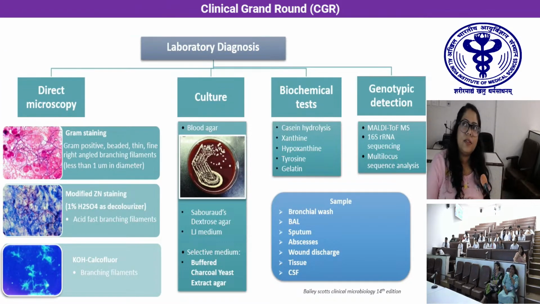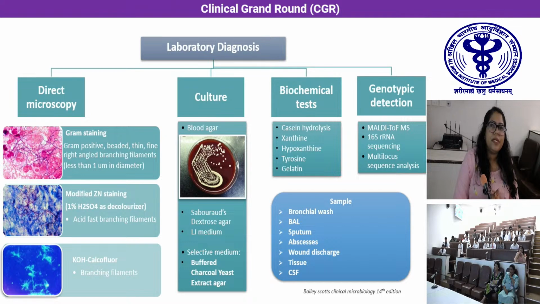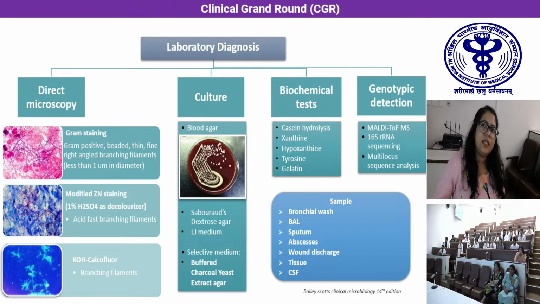So how do we diagnose Nocardia in the lab? Direct microscopy also plays a crucial role in diagnosis along with culture. In direct microscopy, on gram staining, they will appear as gram-positive, beaded, thin, right-angle branching filaments, less than 1 micrometer in diameter. For Nocardia, we perform a special staining, modified Ziehl-Neelsen staining, where they will appear as acid-fast branching filaments.